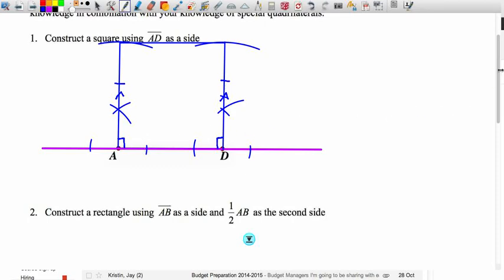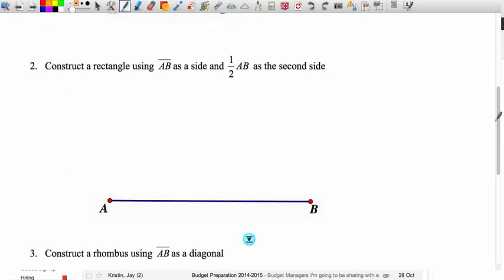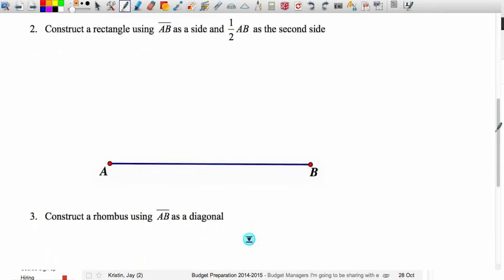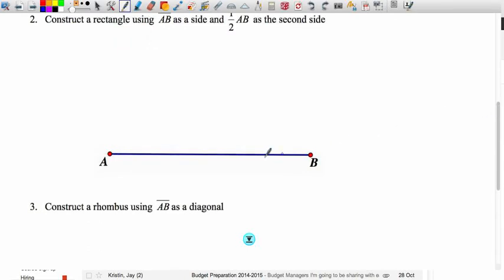Alright, what we're going to do now is move down to the second construction. Here we're being asked to construct a rectangle using AB as one of the sides and half of AB as the second side. So very similar to what we've done above, only we do need to bisect AB in order to find this length for the other sides.